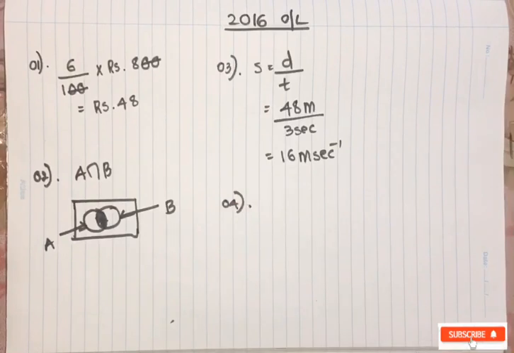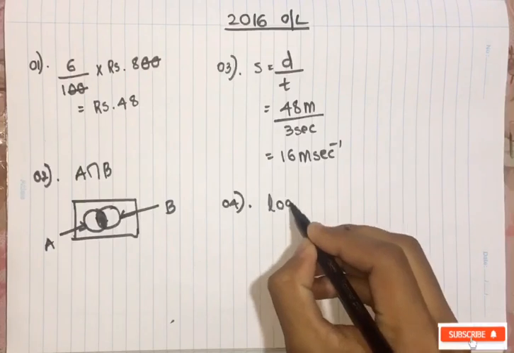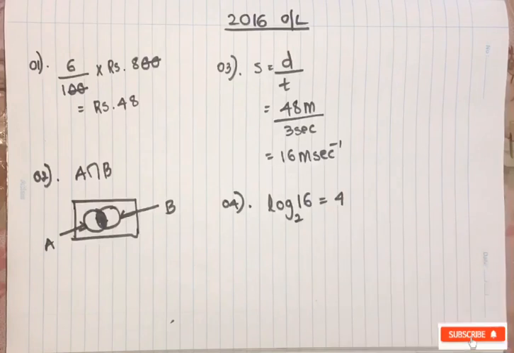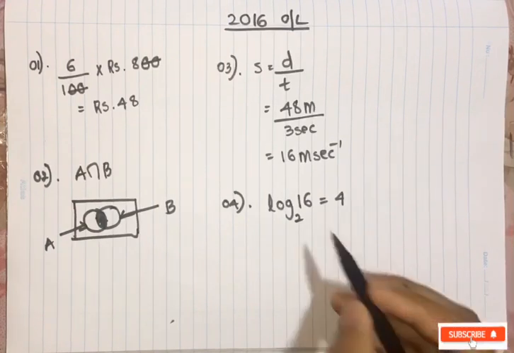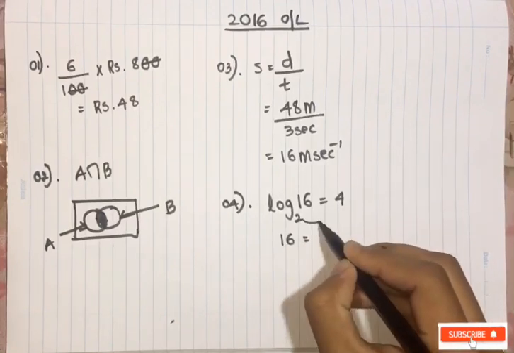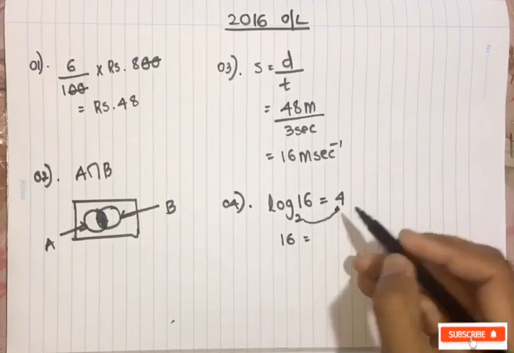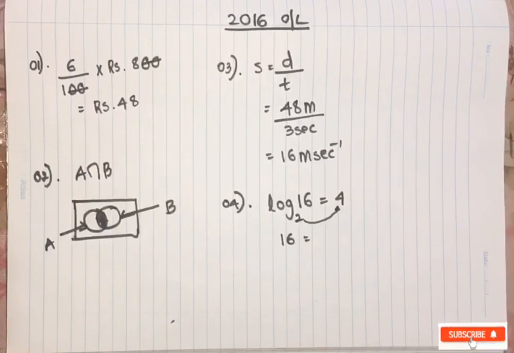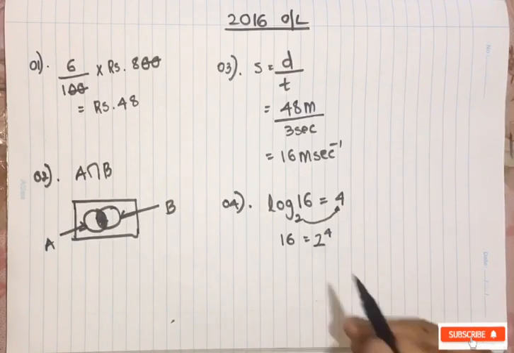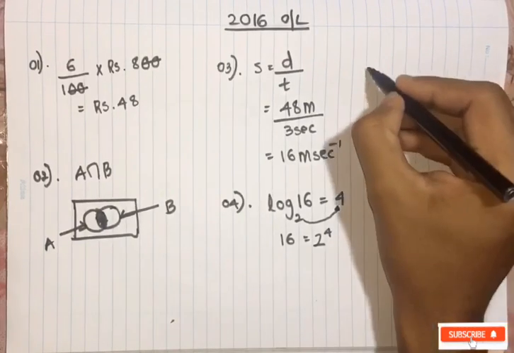Fourth, represent in index form. The log is given here. Log of 16 to the base 2 is equal to 4. You have to cancel off the log and give the answer in index form. How do you solve this? It is simple. You just leave this value here, 16, bring this 2 to the other side, making 4 as the power. 2 to the power 4. So 2 to the power 4 will give you 16.